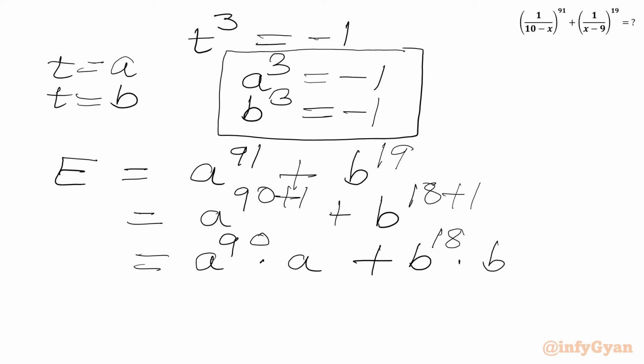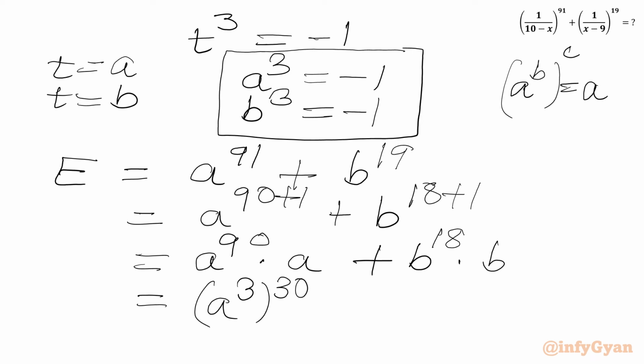Again we can use exponent law. We can write a power 90 as a cube whole power 30. We know that a power b whole power c, anytime we can write a power b times c. So 90 is 30 times 3 or 3 times 30. So we can use this exponent law and write a cube whole power 30 times a plus b power 18 will be b cube whole power 6 times b.